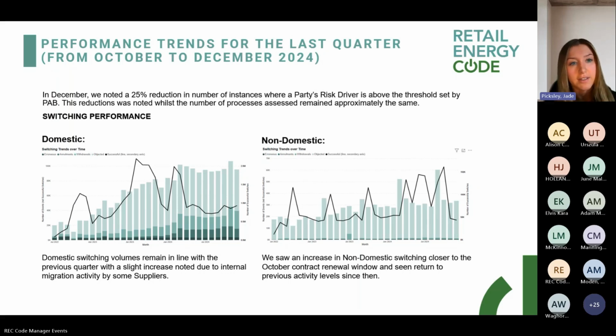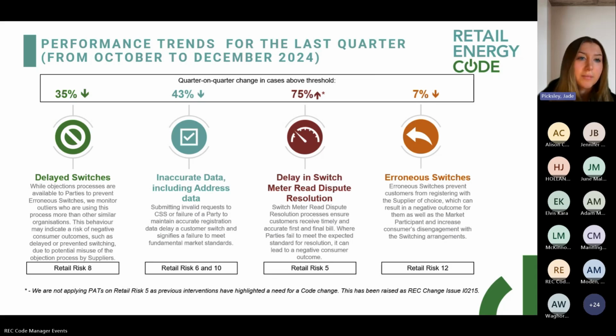In regard to the domestic switching performance, domestic switching volumes have remained in line with the previous quarter, with a slight increase noted due to internal migration activity by some suppliers. For non-domestic, we have seen an increase in the volume of switching towards the end of September, more so to the beginning of October. But this is much more coincidental with the October contract renewal window, and then it's a return to the previous activity levels since then.